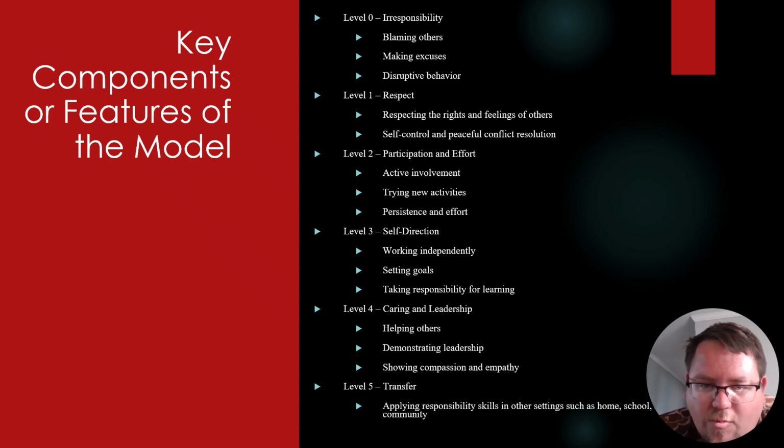You're trying to show respect to elders, self-control. Level 2 is participation and effort. This shows you care about yourself and are trying to promote activity. Level 3, self-direction. You can do stuff without being told constantly. Level 4 would be leadership, helping others, showing them the way. And level 5 is transition, applying responsibility skills in other settings, such as other classes and outside the school setting or team sports setting.